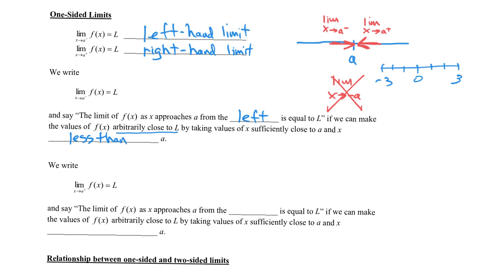Remember, we don't care what happens at a. It's not less than or equal to a. It's less than a. We're never going to get to a. We're going to approach a from the left, but we're never going to get there. We're going to get infinitely close to a, but we're not going to get to a.